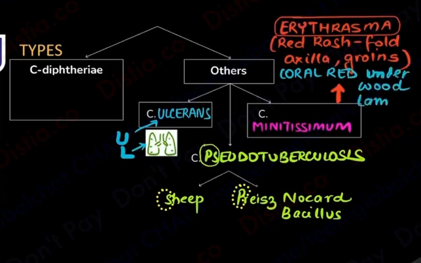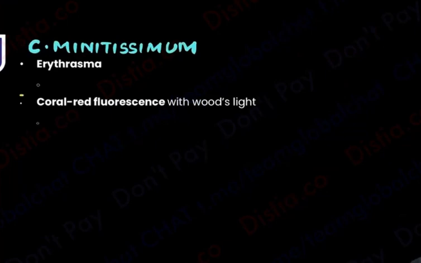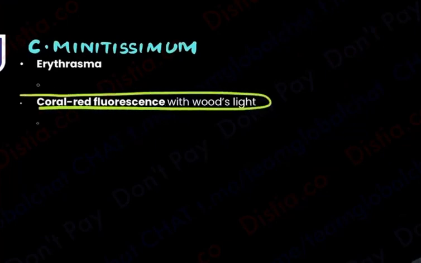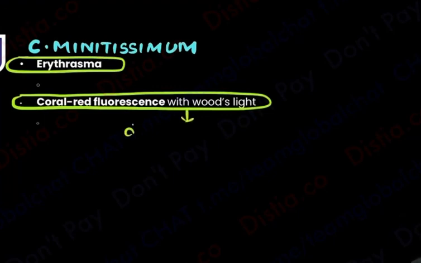I want to ask you something, guys. Tell me, why is this color coral red if they ask you the reason? So if I ask you now, what is the reason for the coral red color with Wood's light that you get on erythrasma? The reason is there's a pigment called coproporphyrin III. This coral red color is due to coproporphyrin III. This is just a dermatology correlation that I wanted to do.